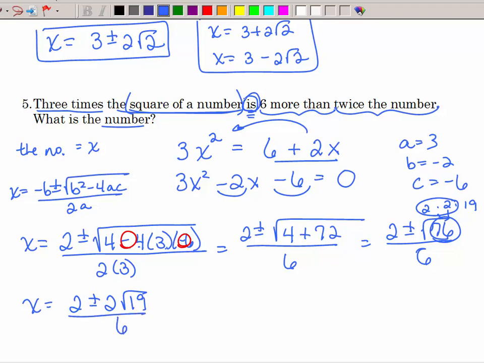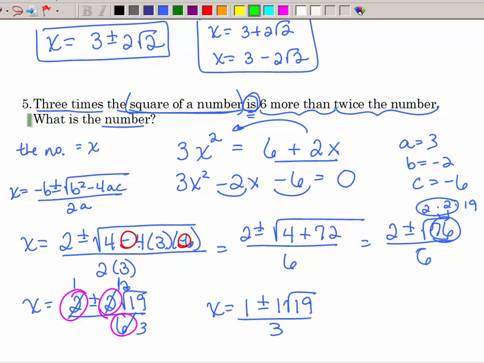And then I'm going to see, can I reduce? Yes, all three of those are divisible by 2. So 2 goes into 2 one time. Right? Don't leave out that 1. You could leave out this 1 because it's being multiplied, but I'm going to just put it in just to be on the safe side, over 3. And since it just asked, what is the number, which is x, I have solved for that, and I am done, but keep in mind I have two answers because of that plus or minus sign.